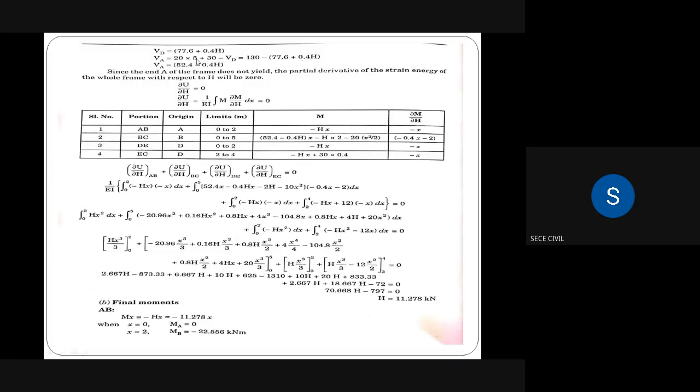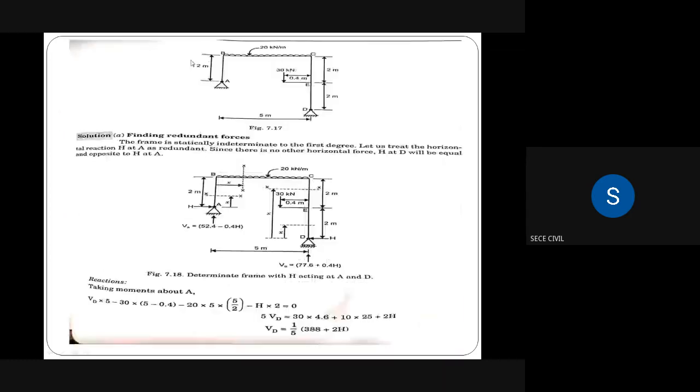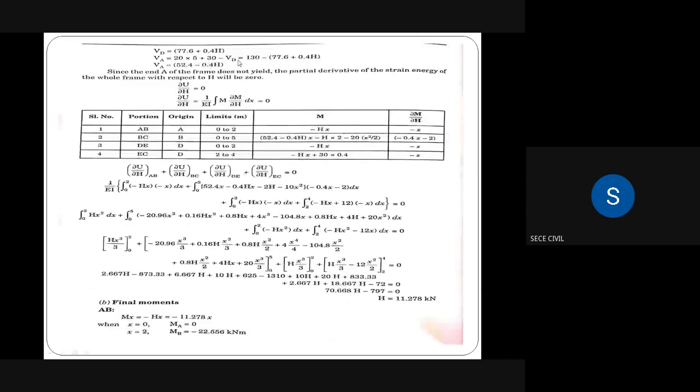Okay, that is total load. Total load minus VD, so that we can calculate VA. So total load is UDL 20 into 5 plus 30. So 20 into 5 plus 30 minus VD will get VA. So 130 minus 77.6 plus 0.4H. So we are getting VA also in terms of H. So there are two equations with two unknowns.